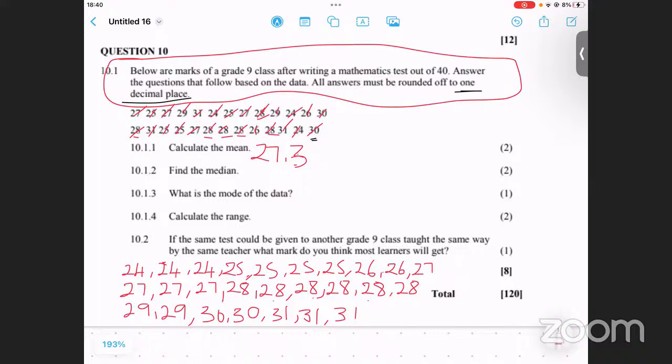Or maybe before we answer the median, Mangaliso, are you still there? What do you understand by the term median? Pardon me, ma'am? What do you understand by the term median? Isn't it where you arrange the data from smallest to largest? Okay, cool. Thank you.